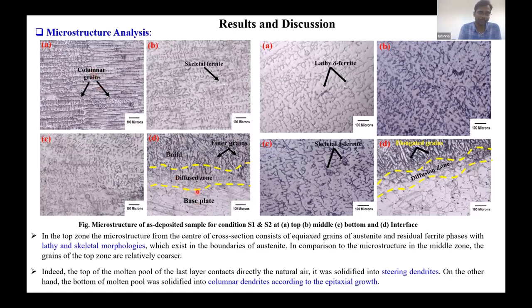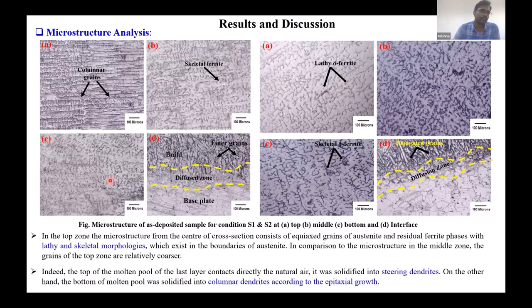So from one particular case, we can see the microstructural variation from the bottom to the top. This is the interface, this is the bottom region, this is the middle region, and this is the top region. One single specimen has different zones and different microstructures from bottom to top. So obviously it requires some kind of heat treatment, or post-treatment, maybe heat treatment, or during the deposition, if we have either rolling or some kind of post-deposition treatments, then we can control the microstructure development.